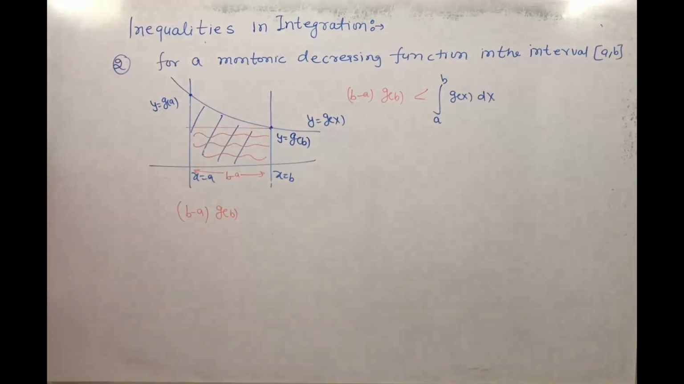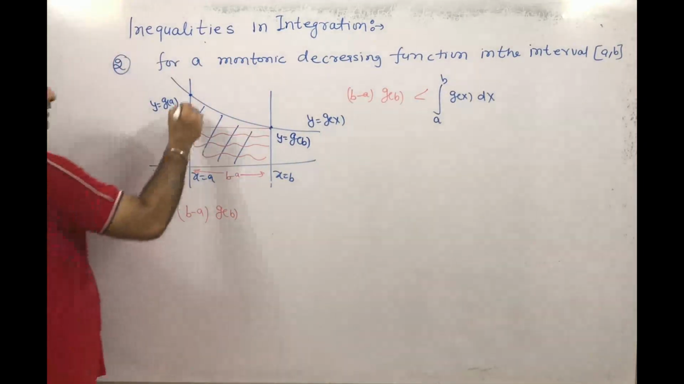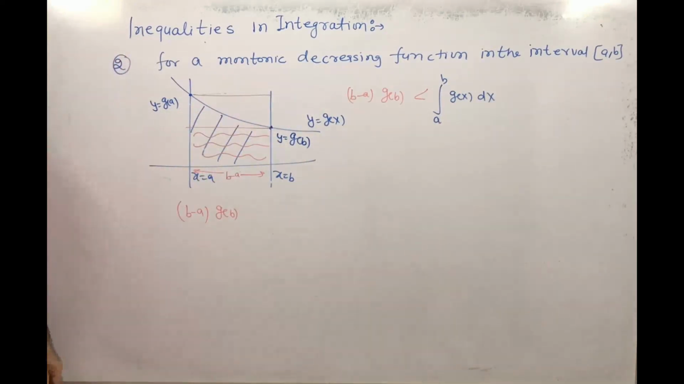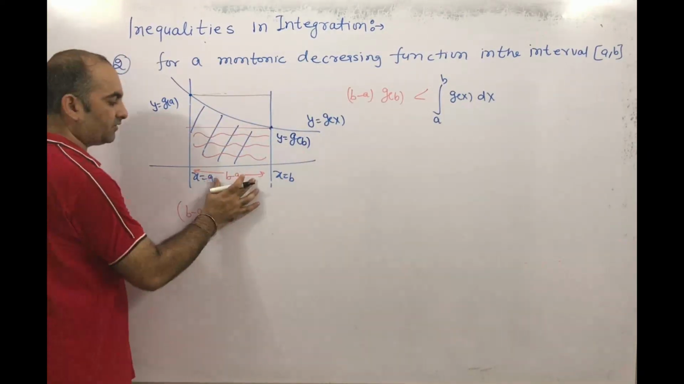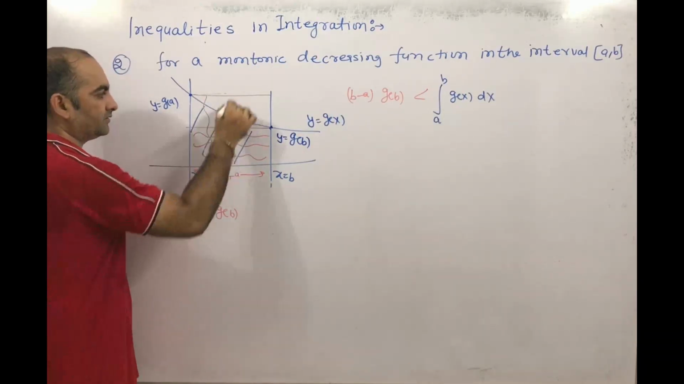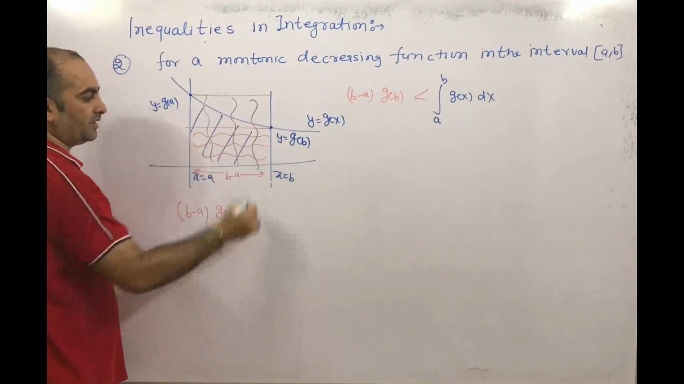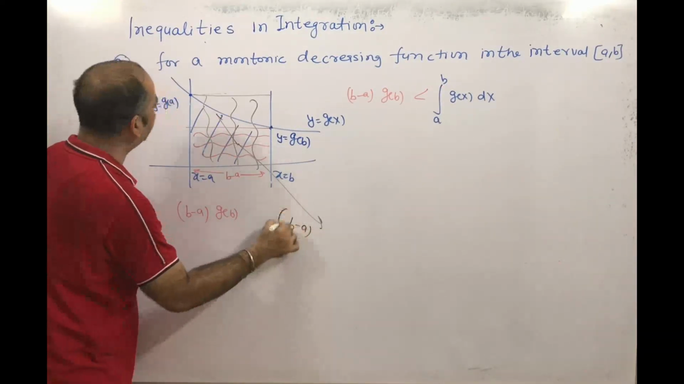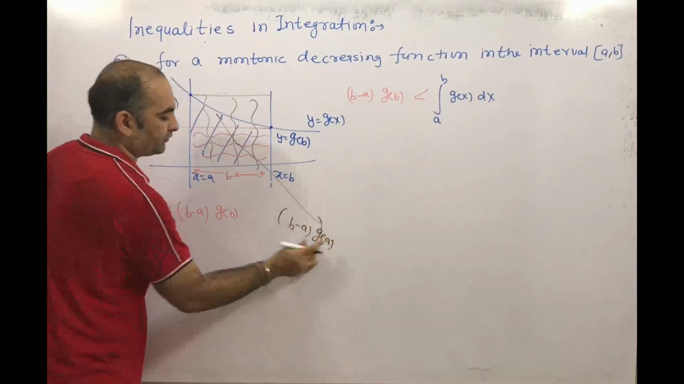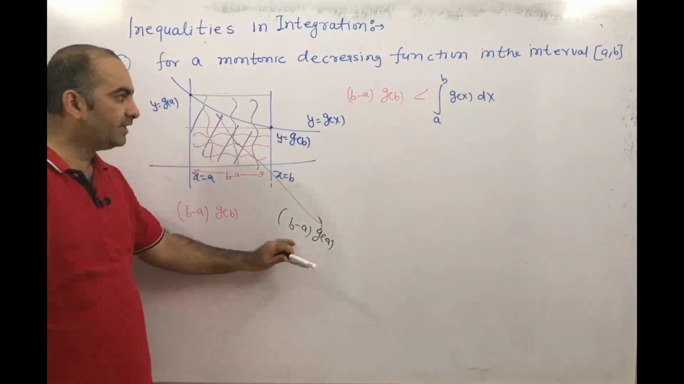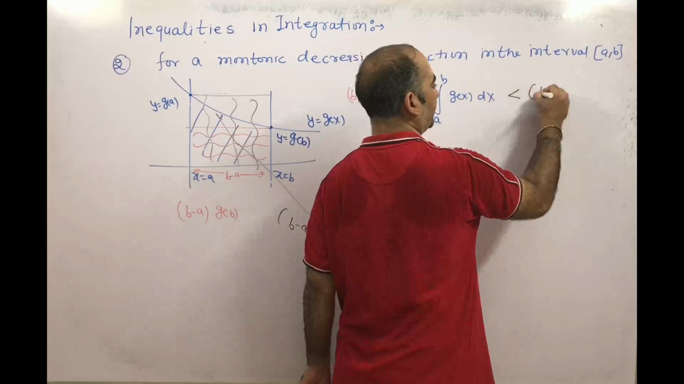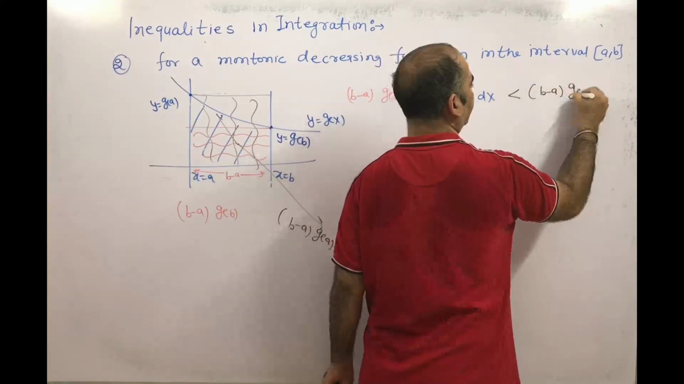And if you check here, if you take the upper value, so this rectangle if I take, okay, then here you can see in this rectangle, what will the area be? This one, the full area is (b minus a) into g of a. So from the diagram we can say that this area will be greater than this one. So this will be less than (b minus a) into g of a.